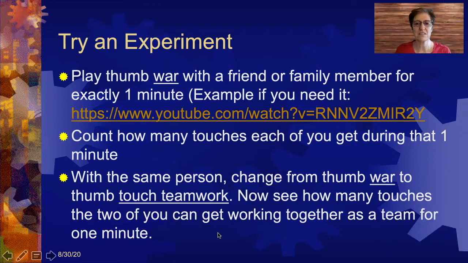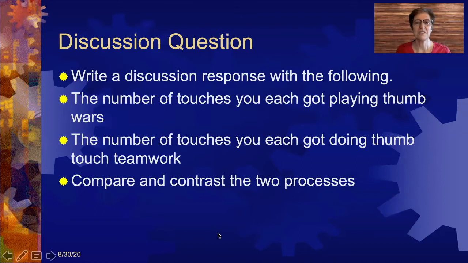This is your next discussion activity. Here's what you're going to find in it. You're going to share with the class how many touches you got as individuals. Then I want you to share how many touches you got when you worked as a team. And then I want you to compare and contrast the two processes. Write down what it was like for you to compete versus when you cooperated with the other person. We'll have an interesting discussion about that on our website. So those are some things to do, and then when you're done, come on back to the video.